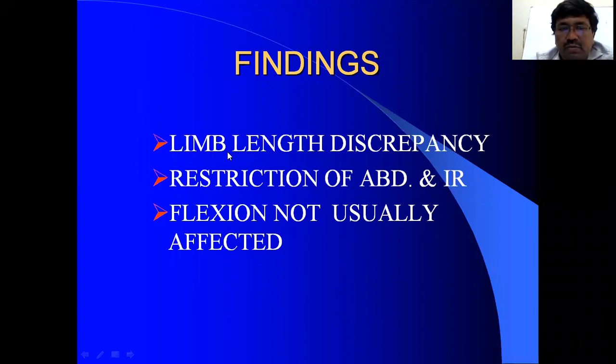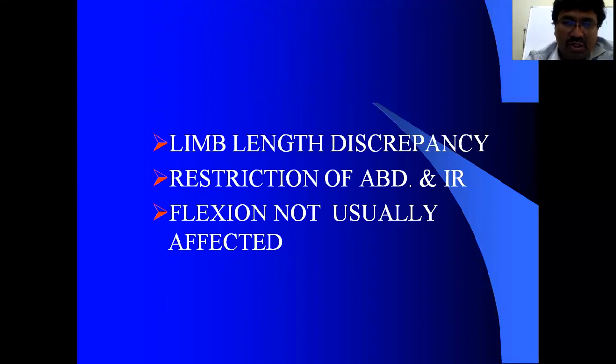On examination, we can see the restriction of abduction and internal rotation, and due to the shortening of the limb and decrease in joint space, they will have limb length discrepancy. There is a restriction of abduction and internal rotation, but the flexion is usually not affected even in the severe stage. In the final, last stage, flexion will be restricted.